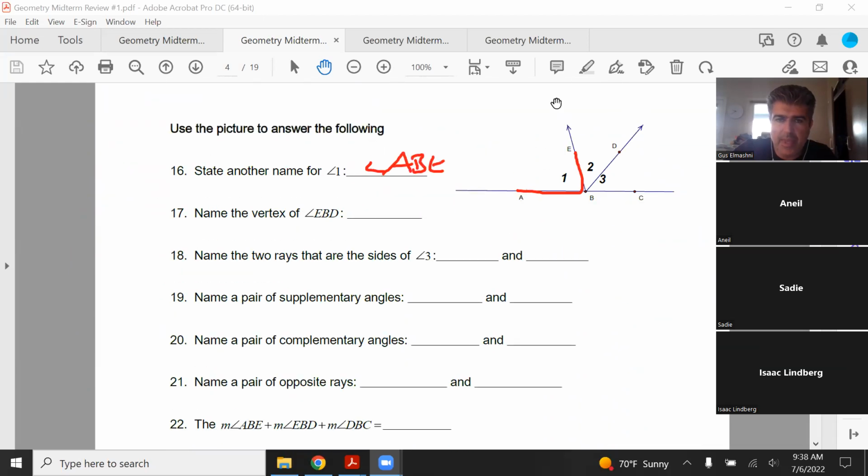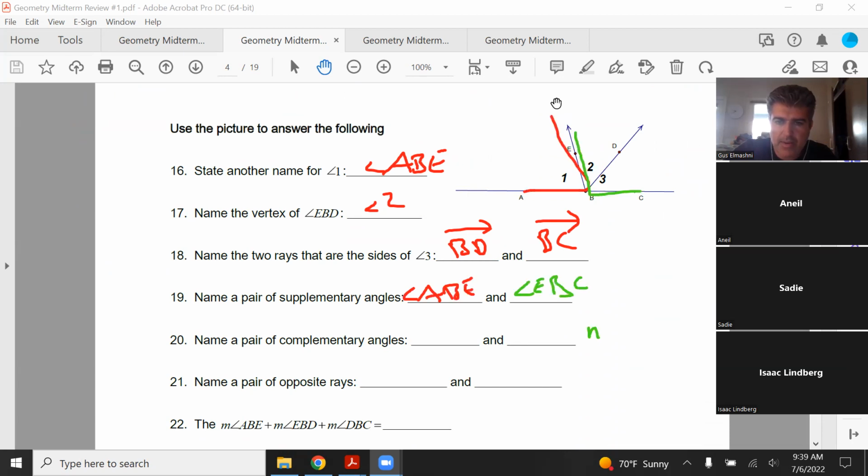And then this would be angle ABE. This could be angle 2. That could be angles, ray BD and ray BC. Supplementary angles add up to 180. You can say they add up to 180 if you so desire. Nothing's complementary here because that adds up to 90.